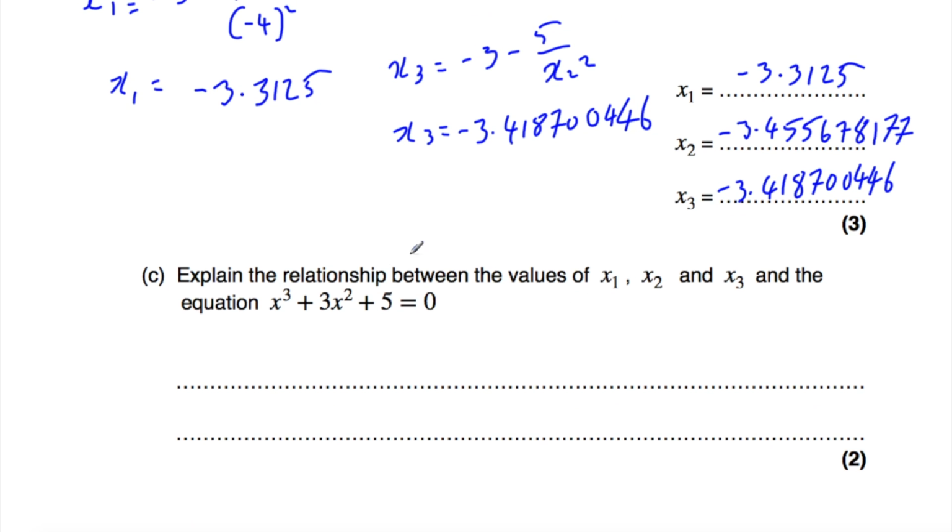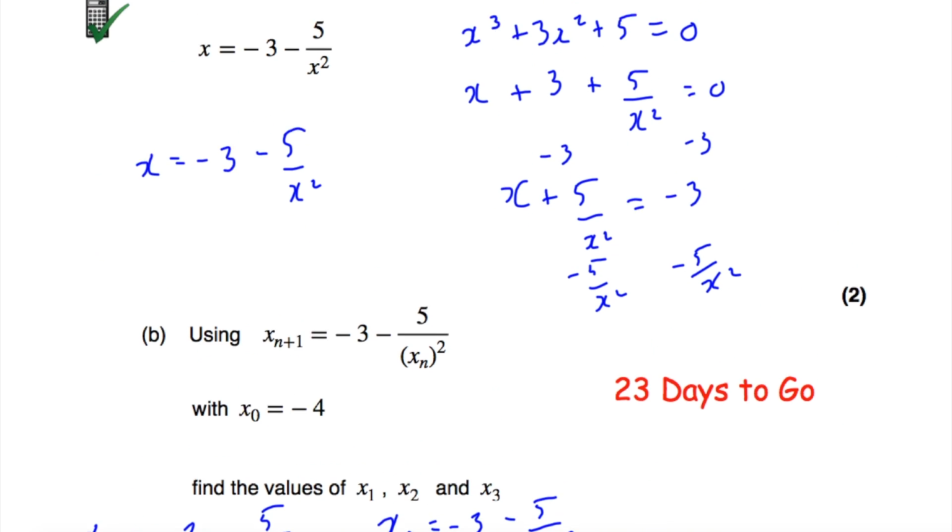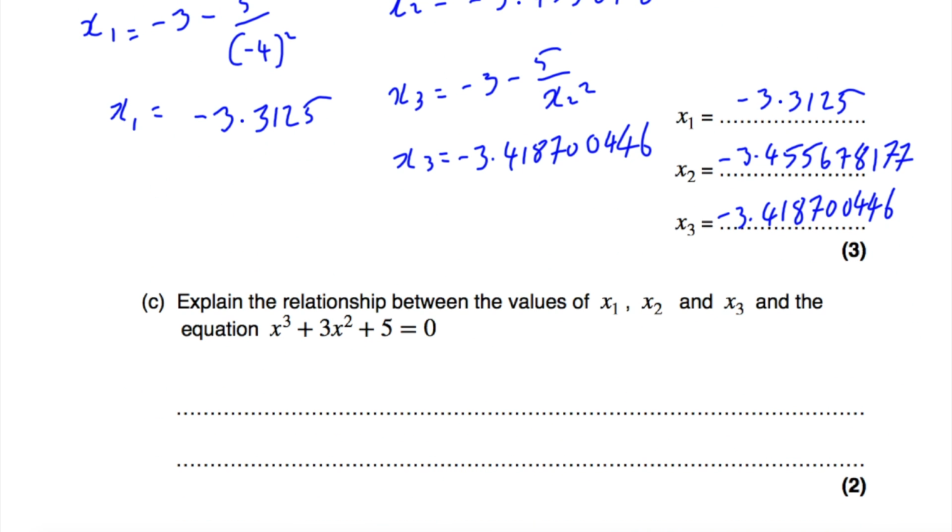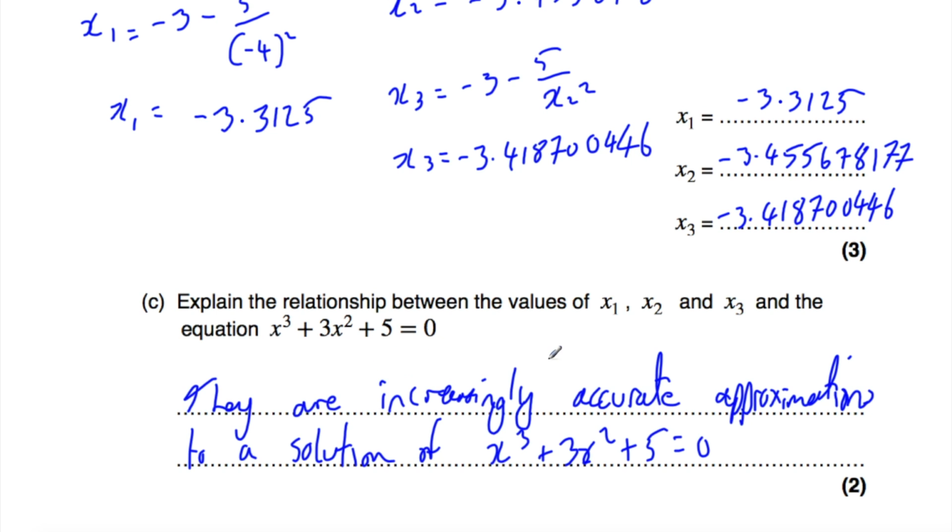Okay, in part C, we're asked to find the relationship between our values of x1, x2, and x3, and the equation x cubed plus 3x squared plus 5 equals 0. Well, if we have a look, our iteration formula was found by rearranging that equation. So these values of x1, x2, and x3 are going to be increasingly accurate approximations to a solution to this equation. So let's write that. And that's it. I've written down there, increasingly accurate approximations to a solution of x cubed plus 3x squared plus 5 equals 0.